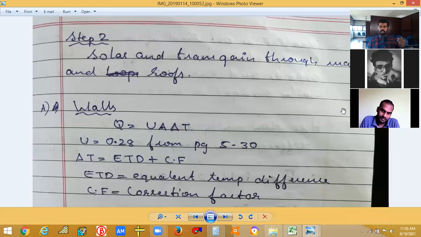The formula used was Q is equal to U A delta T, in which U is the overall heat transfer coefficient or U factor, A is the area, and delta T is the temperature difference. For each step, delta T, area and U will be different. U for glass will be different from U for walls, U for walls different from U for roof, and U for roof different from ceiling. So you need U value, area and delta T.